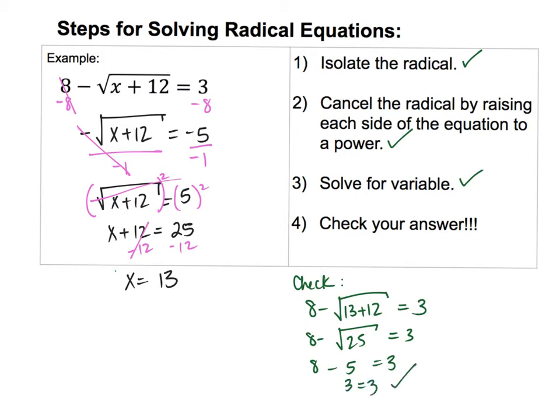So this is good. This is actually really good. So that means that this here is the correct answer. X equals 13 is a valid answer because we checked it, we plugged it back in, and we got the same number that the equal sign had. So this is good. That means I can say this is my final answer.